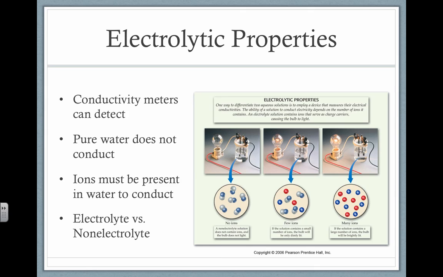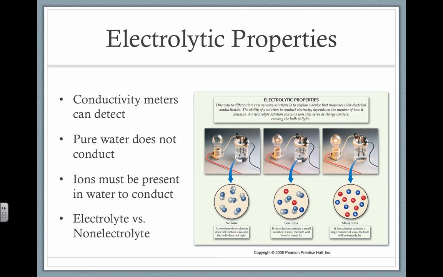We can use conductivity meters, which are essentially electrodes, and you can see them in the figure on the right. And we can run electricity through the wires, and if it has the ability to conduct electricity, the electricity will travel through the solution, completing the circuit and lighting up the bulb. We don't always have to use light. We can always use voltmeters and other things if we want to be a little bit more specific. One thing to keep in mind is that pure water does not conduct electricity.